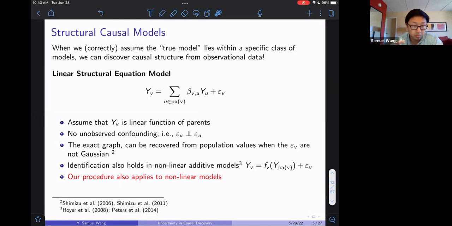We'll stick with the linear setting for simplicity in this talk, but I do want to note also that identification was shown for nonlinear structural causal models by Hoyer et al. and Peters, and there's a series of papers there. Our procedure also directly generalizes to nonlinear models, but we'll stick with the linear model for simplicity here.